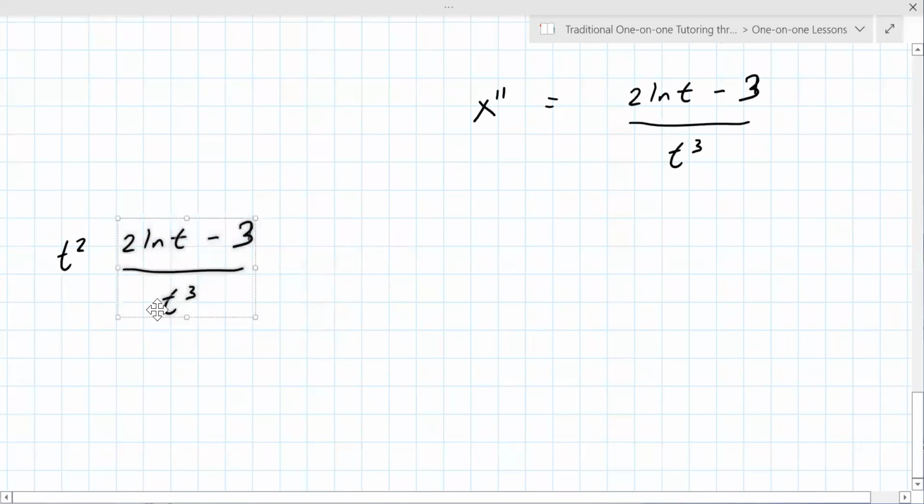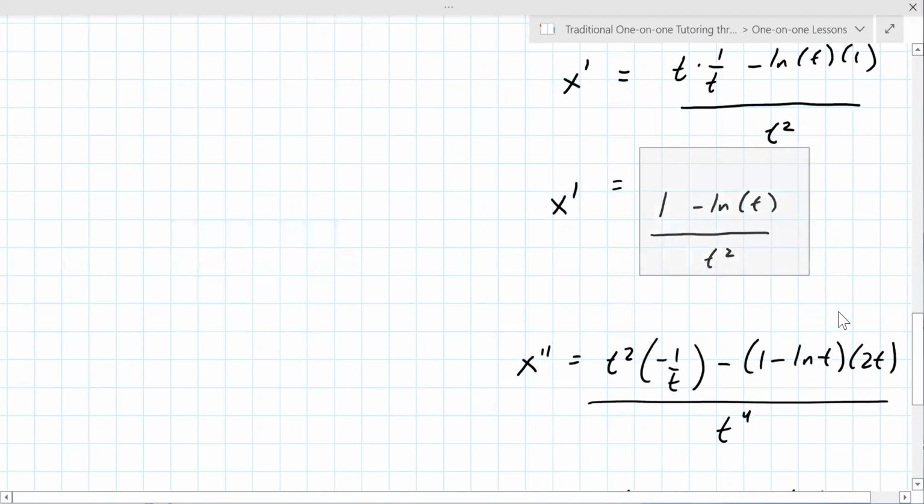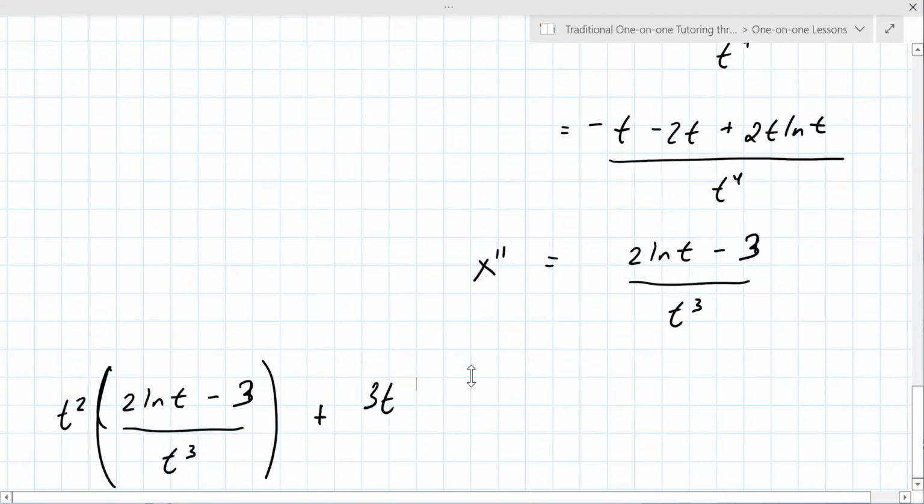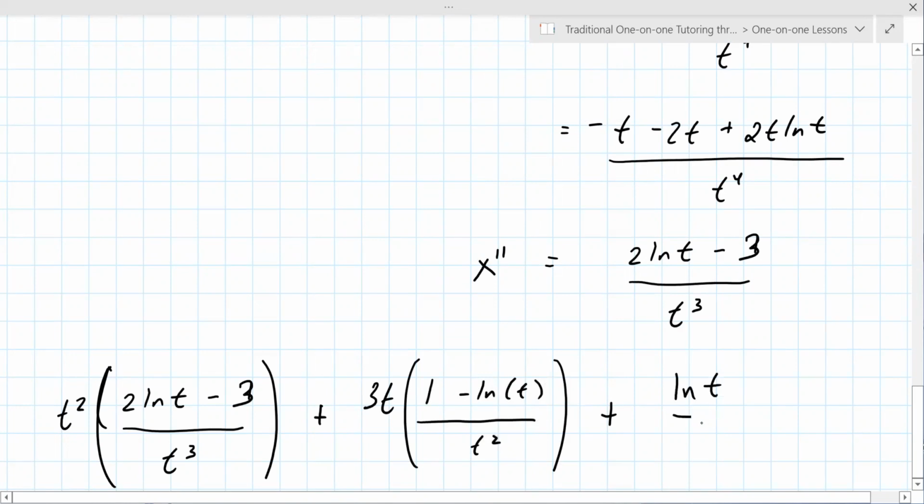So this goes here, plus 3t times x prime. So you grab your x prime: 1 minus natural log of t, plus x, natural log of t over t. And this is supposed to equal 0 when you're all done.